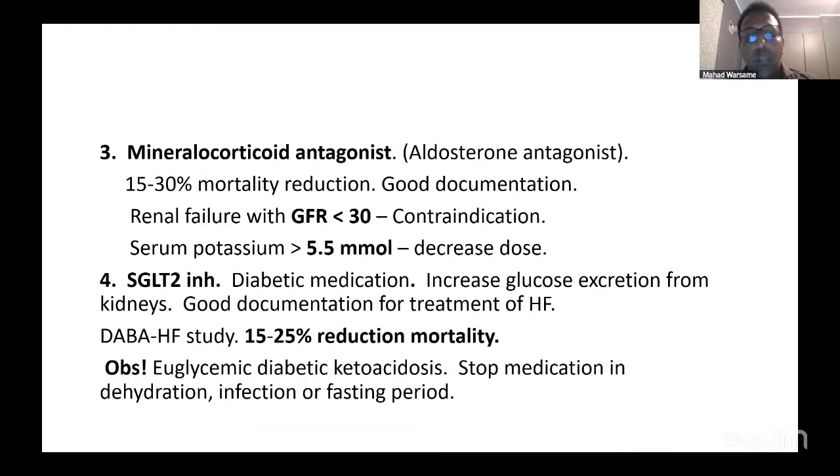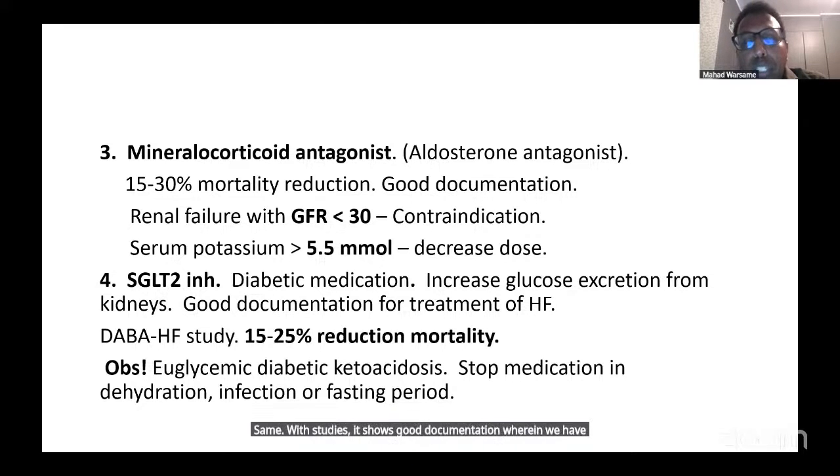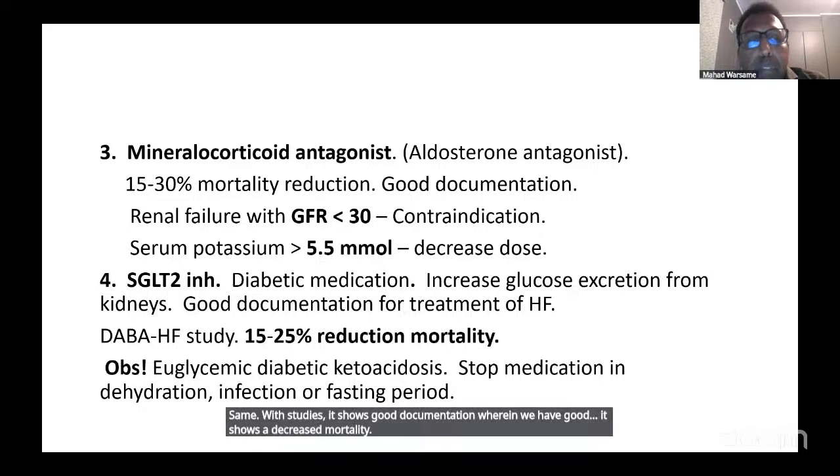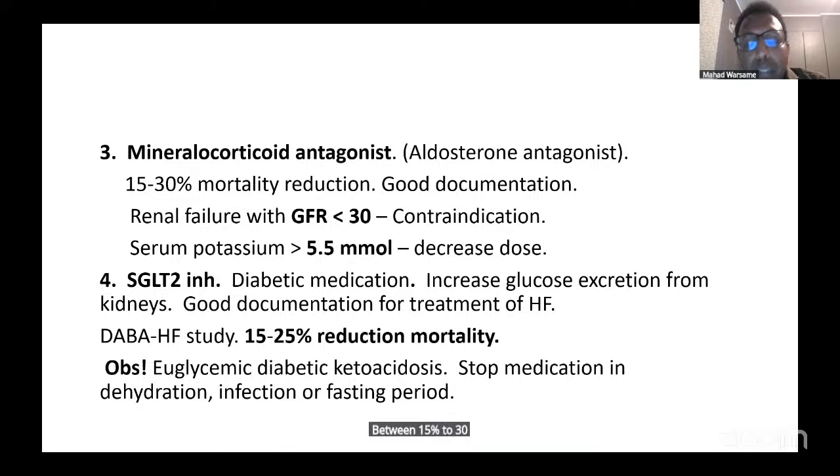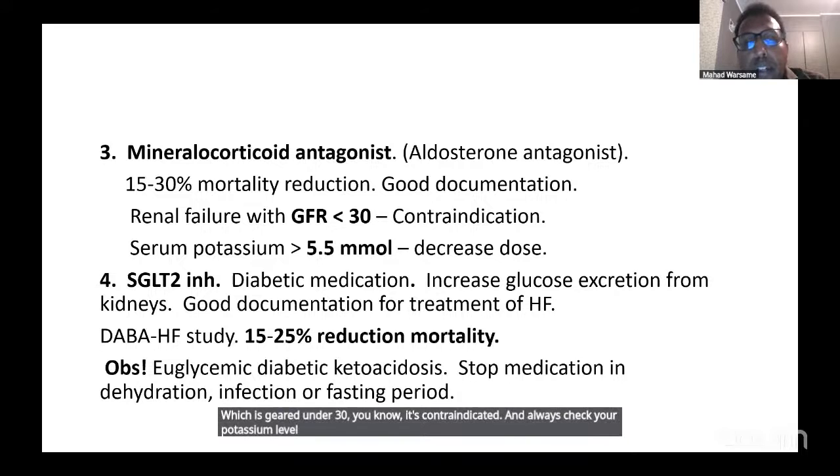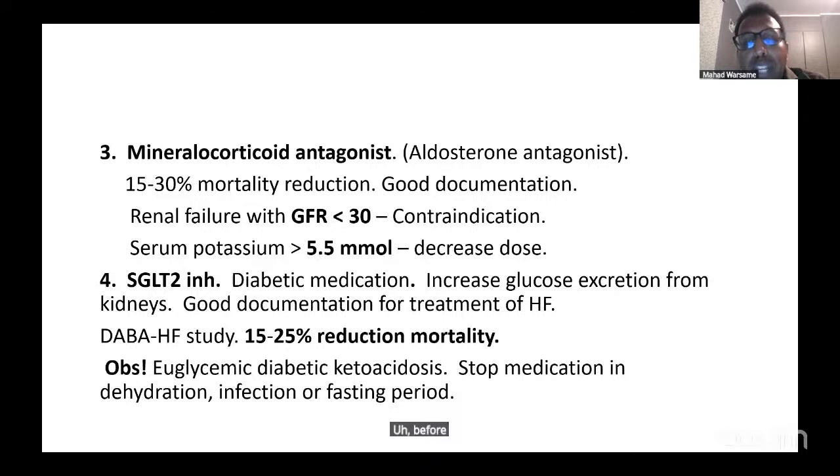Now the third one is mineralocorticoid antagonist. It's just an aldosterone antagonist. Same thing. Studies show good documentation, where it decreased mortality by 15 to 30%. But if you have renal failure, which is GFR under 30, it's contraindicated. And always check your potassium level before you start. Start with a very low dose. See if the patient can tolerate it or not.